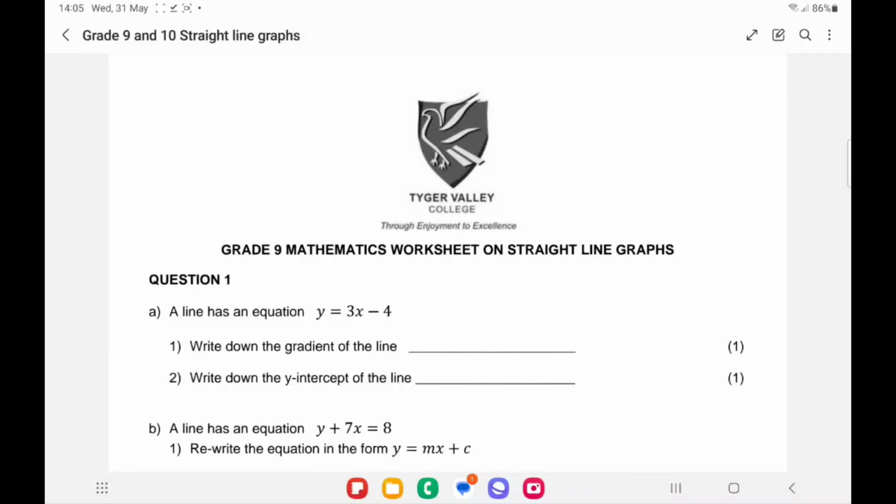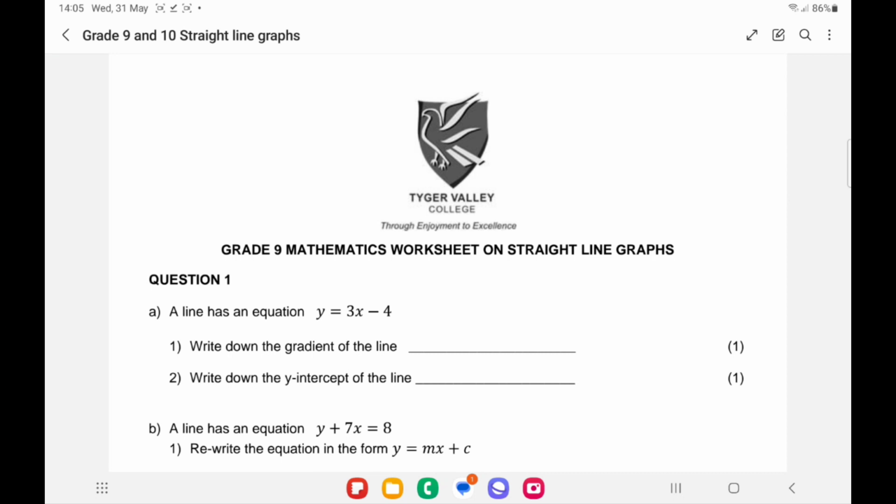Right, hello grade 9s and 10s. In our school we even start the straight line in grade 8 as well, but most of this would be applicable to grade 10 only. But maybe if your teachers were a little bit ahead of time, you would start this in grade 9 as well. So we do this very thoroughly in grade 9, so that when we get to grade 10, we can only focus on the parabola and the hyperbola and the exponential graph with the functions.